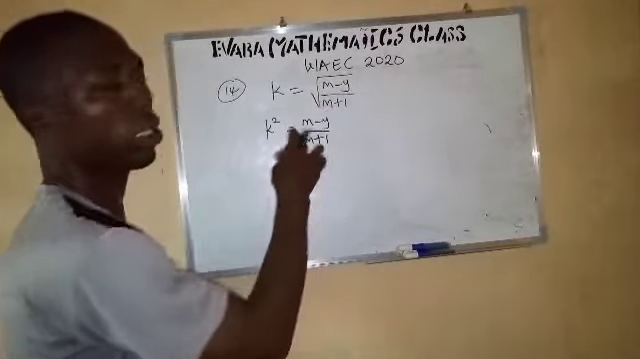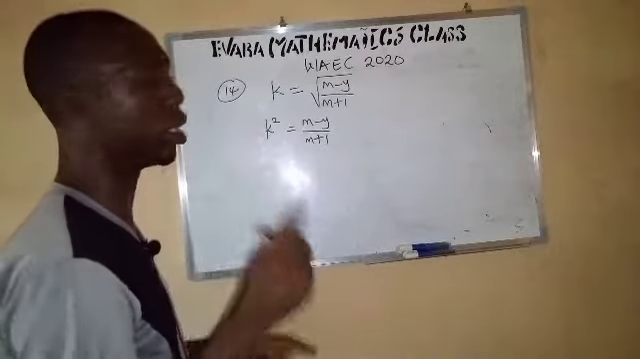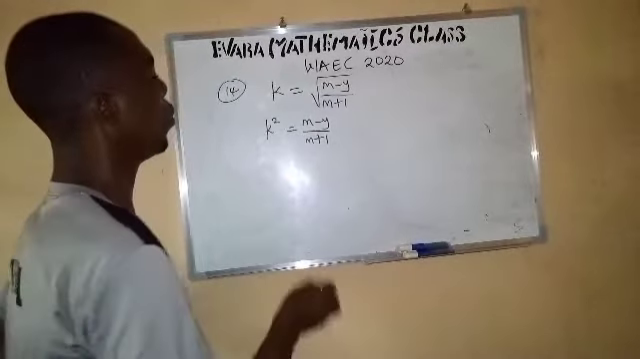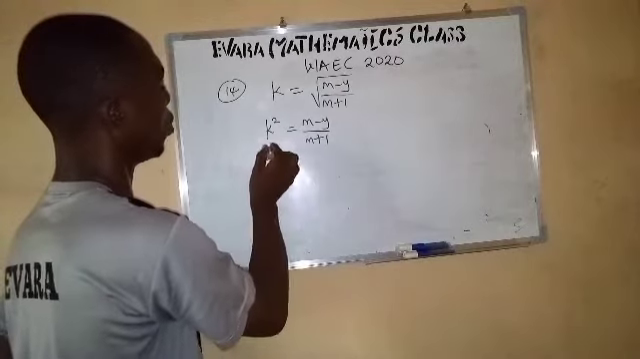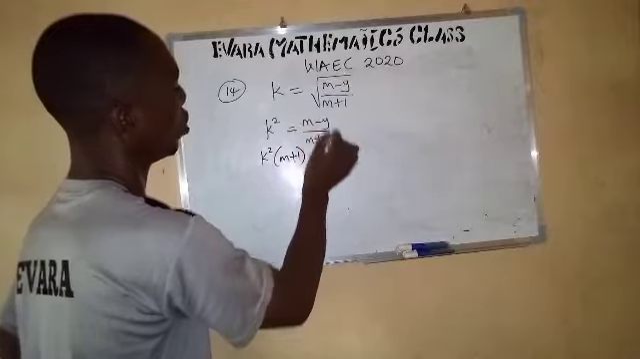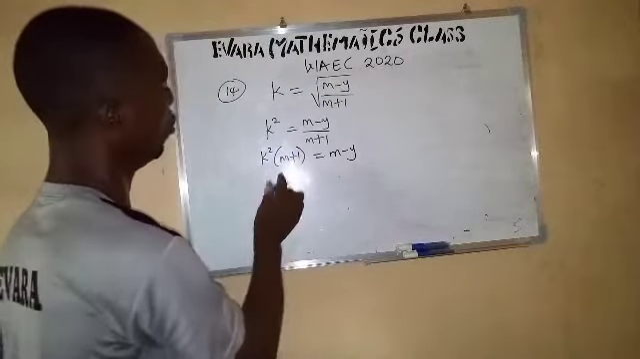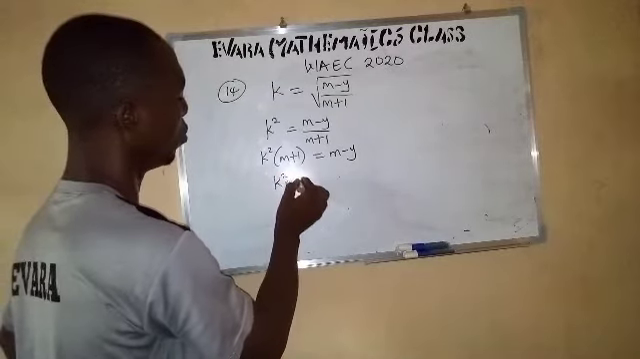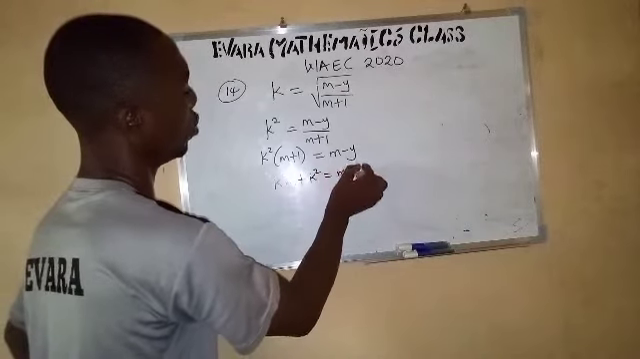If you square something that carries a square root, the square root and the square will cancel each other and you'll be left with what is in the root. So now we cross multiply. If you cross multiply, we have k squared bracket m plus 1 is equal to m minus y. Now open the bracket. K squared m plus k squared equals m minus y.